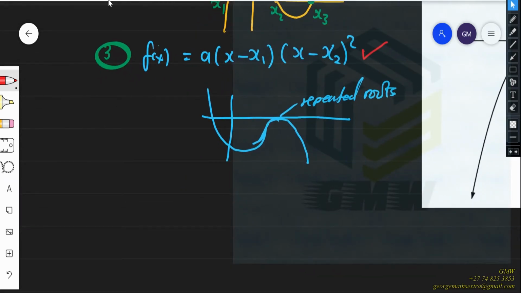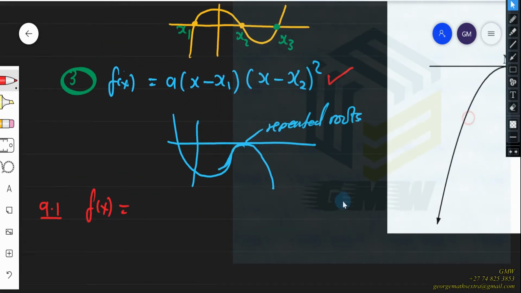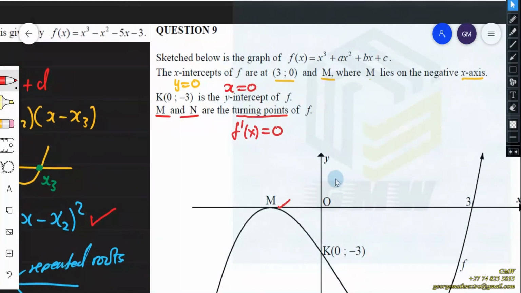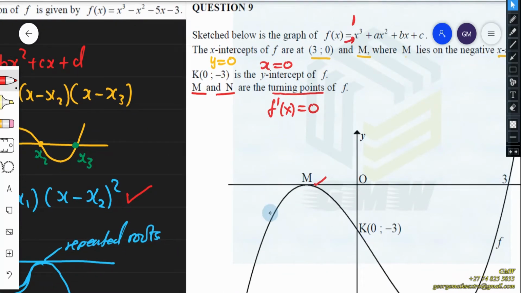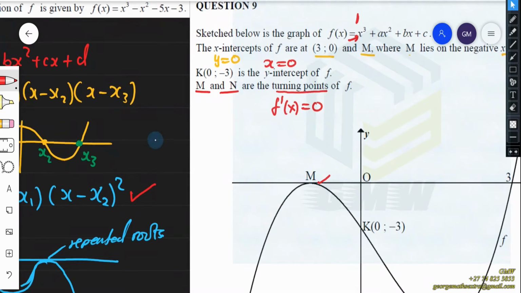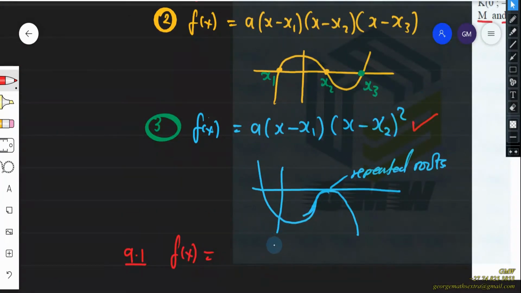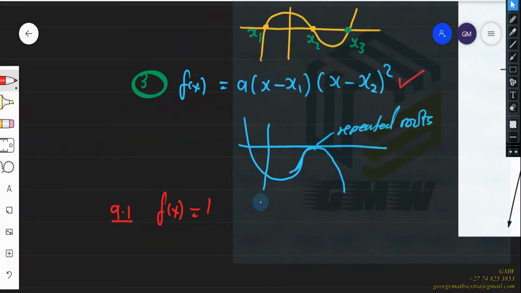So for our answer to 9.1, we are selecting f of x equals a, where a represents the coefficient of x cubed. If you check, the coefficient of x cubed is 1. It's right here. So our a is already there, and I don't need to write a again. So it's 1, then x minus.